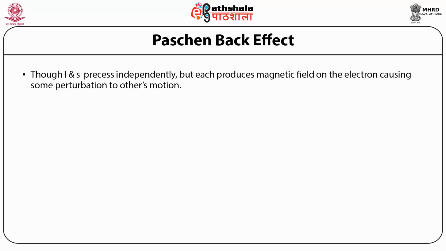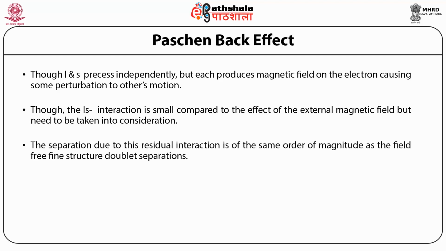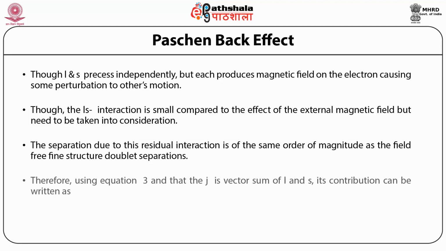Though L and S precess independently, each produces a magnetic field on the electron, causing some perturbation to the other's motion. Though the LS interaction is small compared to the effect of the external magnetic field, it needs to be taken into consideration. The separation due to this residual interaction is of the same order of magnitude as the field-free fine structure doublet separations. Therefore, using the equation which has been written for the term, −ΔT = (m_l + 2m_s)L, and J is the vector sum of L and S.